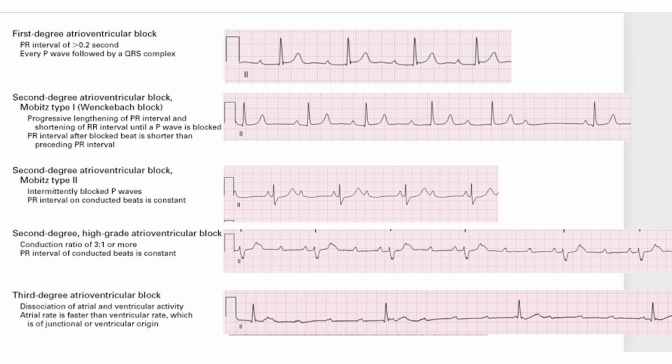And the final strip, or the bottommost strip, shows a third-degree AV block, with dissociation of atrial and ventricular activity. The atrial rate is faster than the ventricular rate, which is of junctional or ventricular origin.